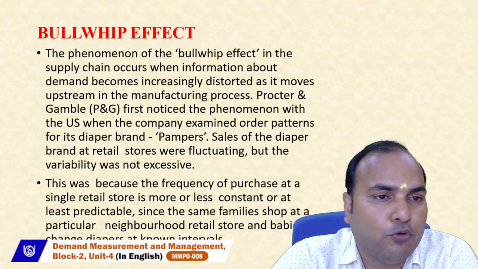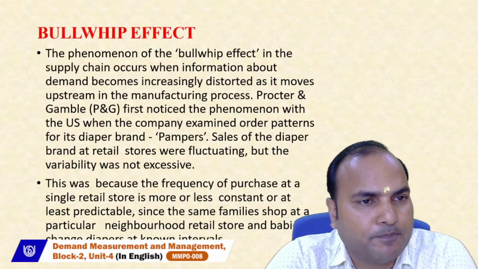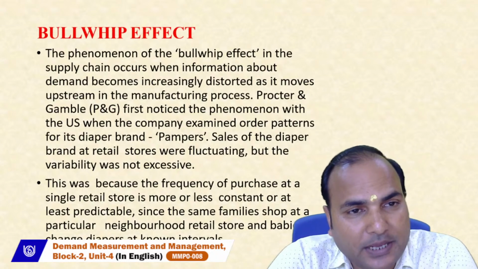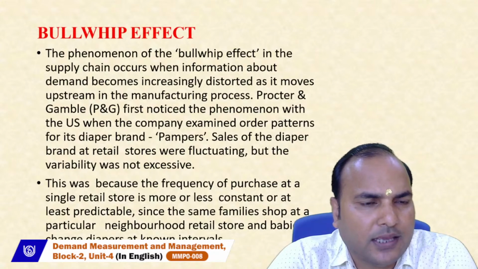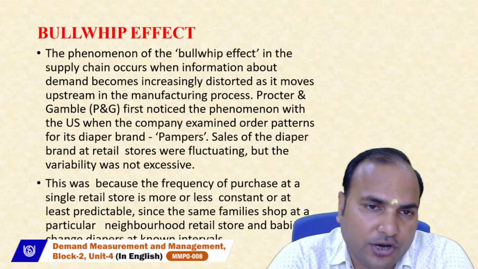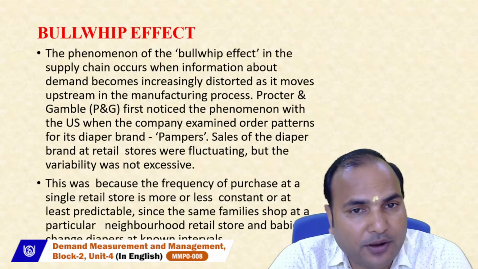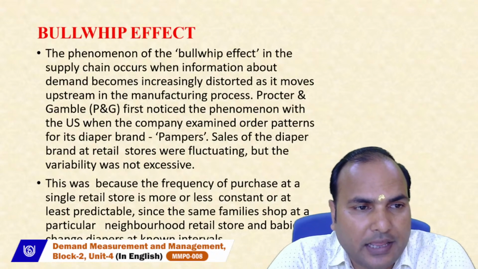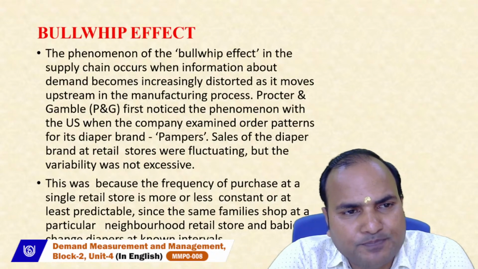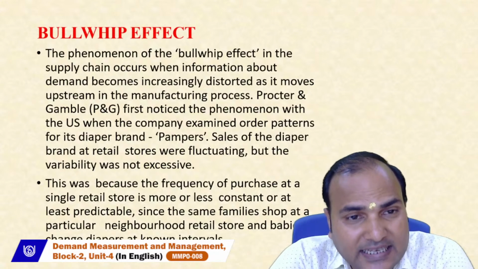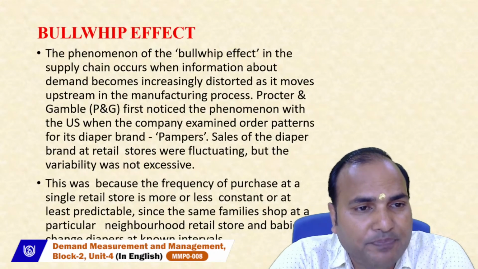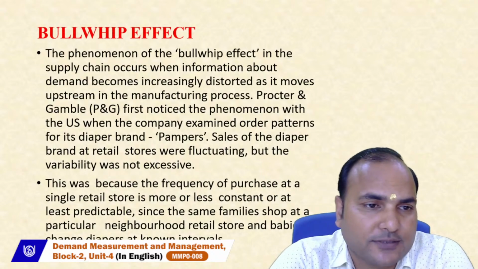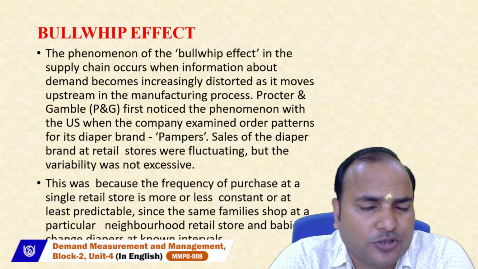So now we come to the bullwhip effect. What does the bullwhip effect tell us? This is a phenomenon in the supply chain that occurs when information about demand becomes increasingly distorted as it moves upstream in the manufacturing process. So this is a phenomenon.